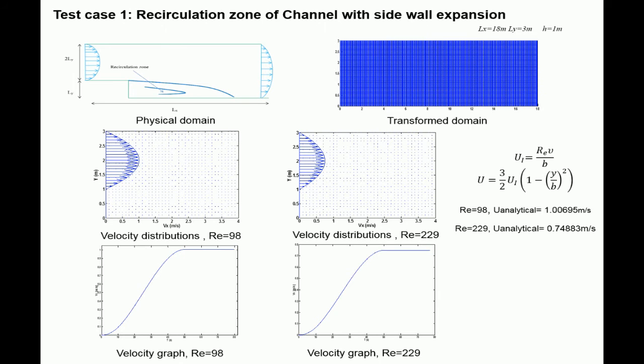We can compare this numerical method with one analytical solution, and we can find the analytical result for the maximum velocity. The result is the same as the numerical simulation. So the program is working. Let's see the recirculation zone.